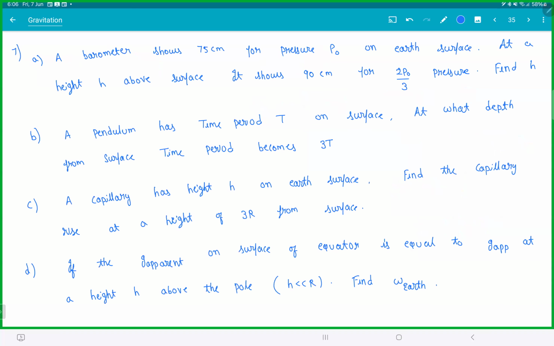Second question, time period of the pendulum became 3T. Try, I'll give you a minute. Keep going. I think now you got the hang of what to do. You just have to find that G somehow and then you're done. Put it in the respective formula.